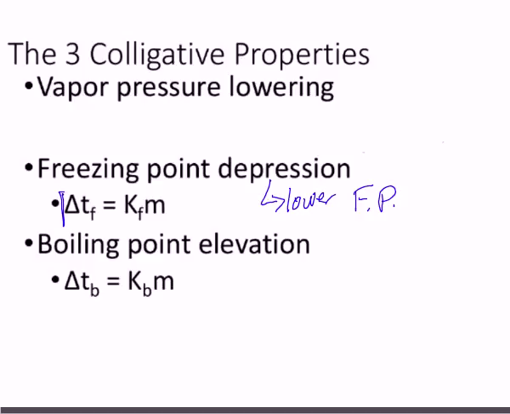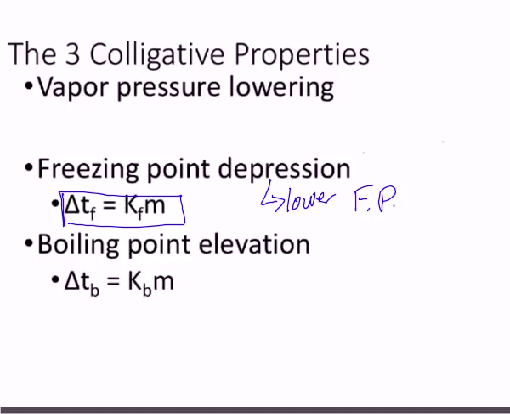So this is the formula to calculate that. We're not going to do any calculations right now. We probably will come back later in the year and do the calculations for it. But your change in temperature depends upon how much you have. K is a constant, but then M is the concentration of particles you have, the molarity, the moles. So the more you add, the lower it's going to take the freezing point.